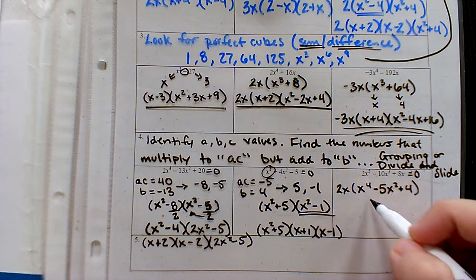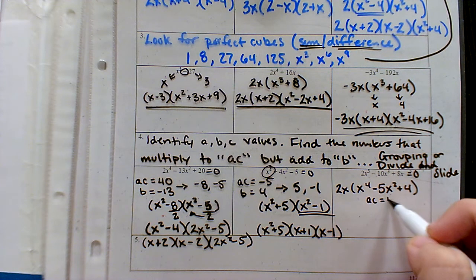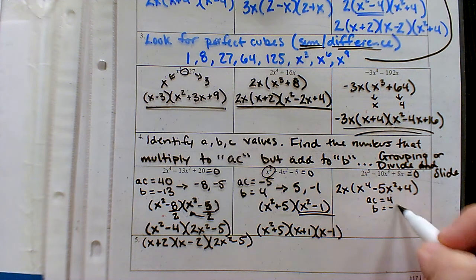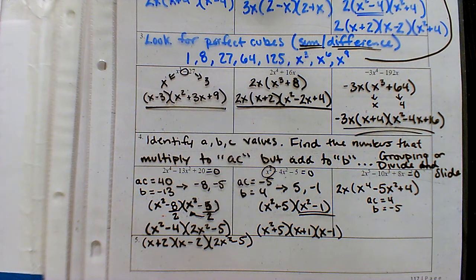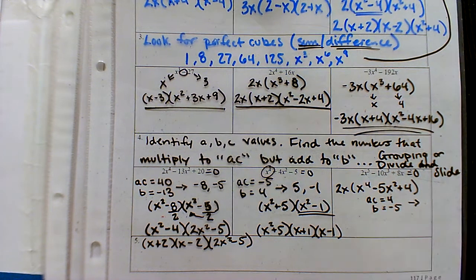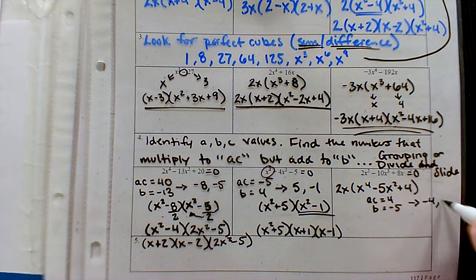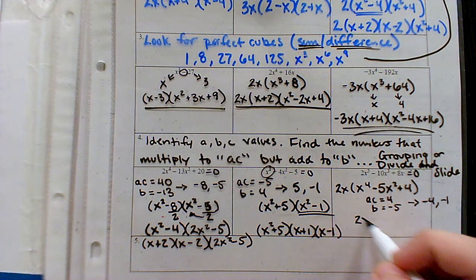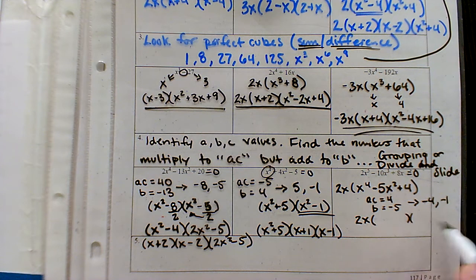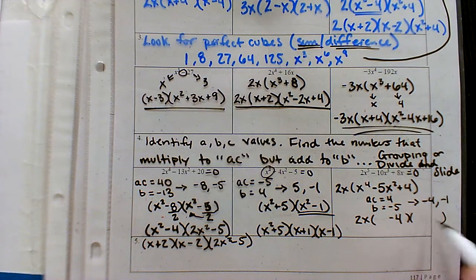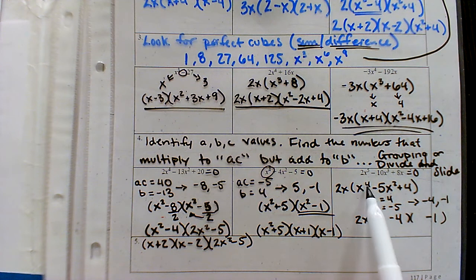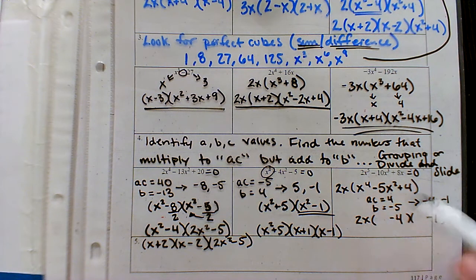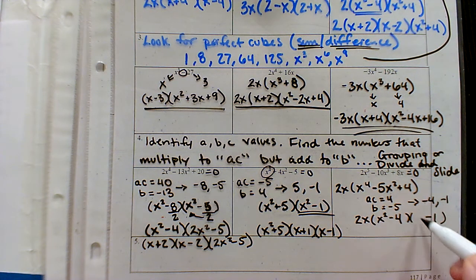Let's see, our A times C value is 4. Our B value is negative 5. Two numbers that multiply to 4 but add to a negative 5. Negative 4, negative 1. All right. So in terms of the divide and slide, we have one factor with a minus 4, one factor with a minus 1, and we're going to take those x to the 4ths that we started with and evenly split them up between the two factors, which means each factor gets 2x's.